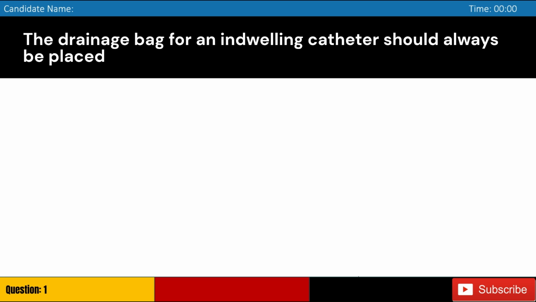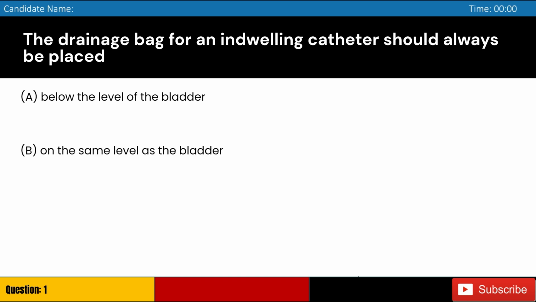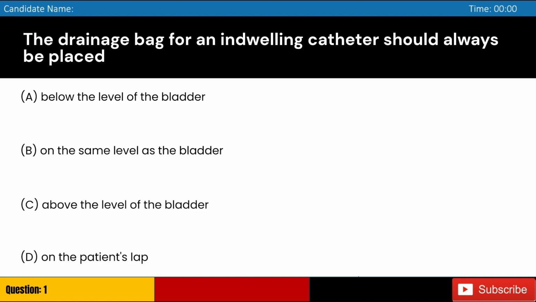The drainage bag for an indwelling catheter should always be placed A. Below the level of the bladder. B. On the same level as the bladder. C. Above the level of the bladder. D. On the patient's lap. Answer A. Below the level of the bladder.